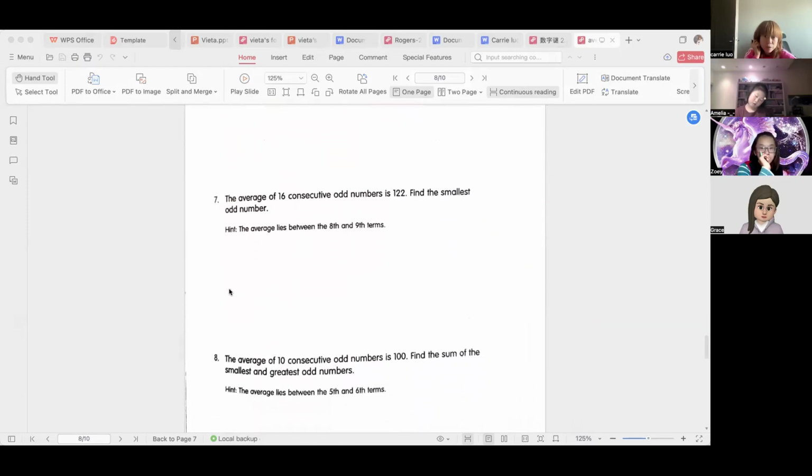The average of 16 consecutive odd numbers is 122. Find the smallest odd number. What's a consecutive odd number again? Consecutive odd numbers are like 1, 3, 5, 7, 9.